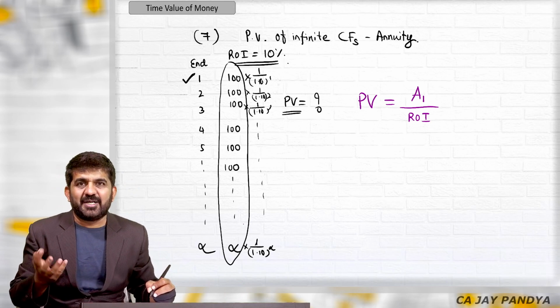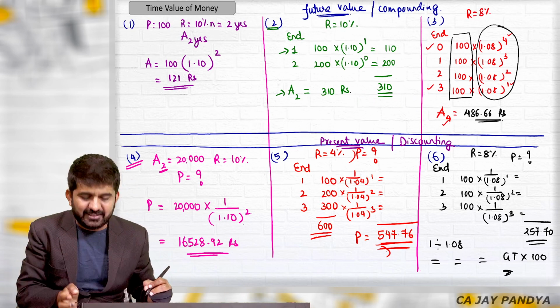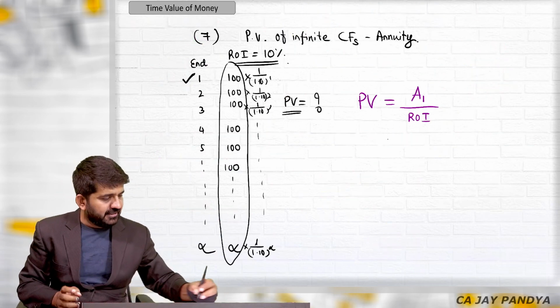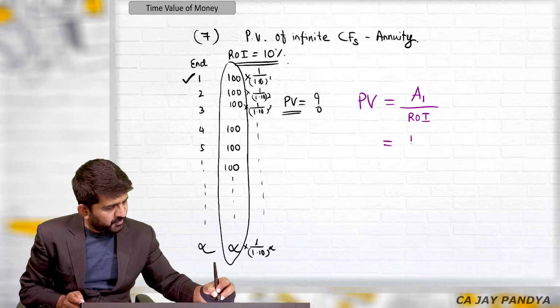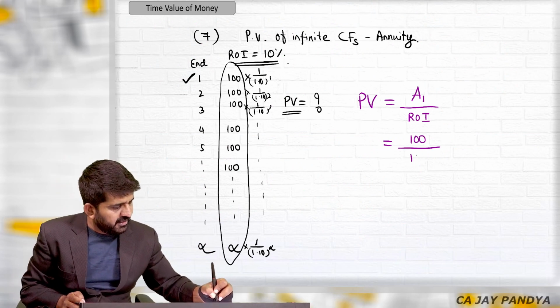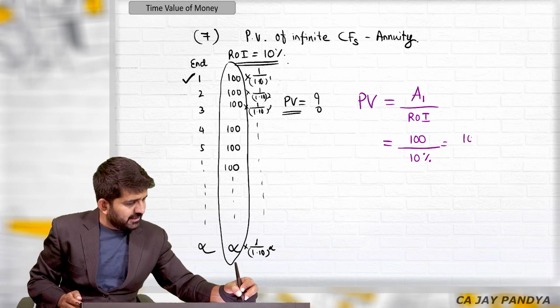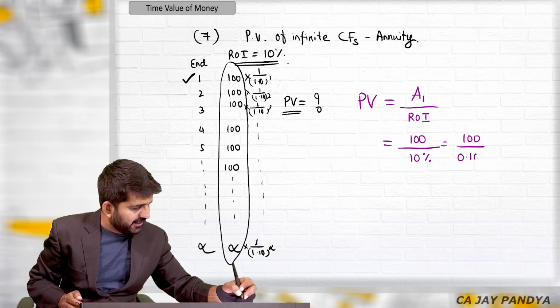By seeing the formula, it seems it is easier than calculating the 6 questions. Yes, it is easier. It feels difficult, but it is easier. What is the amount for first year? All the amounts are equal, so amount for first year will also be 100 divided by 10 percentage. What is this? It is nothing but 100 divided by 0.10.